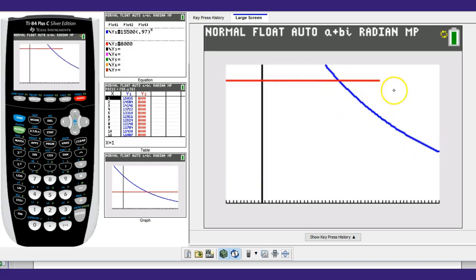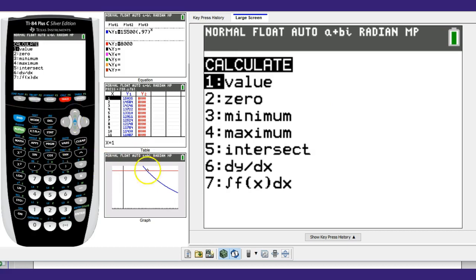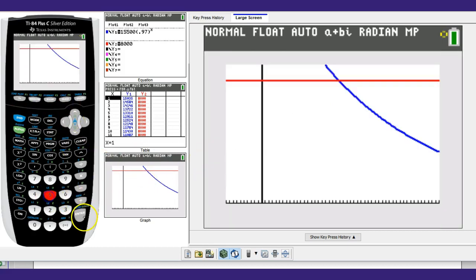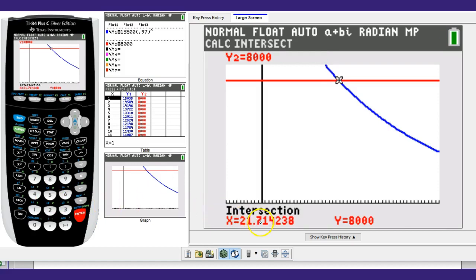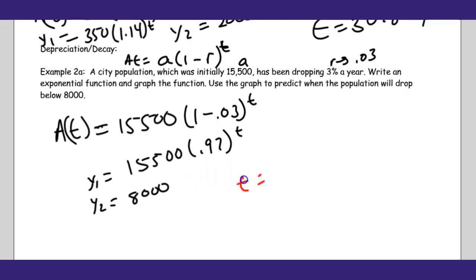All right, so again, we're looking for the intersection. So second, trace, intersect, option 5, and then enter. Boom, 21.71 years. So again, T equals 21.71 years, okay?